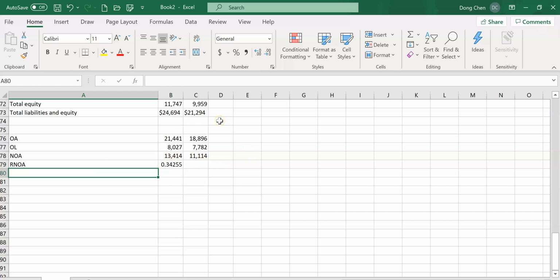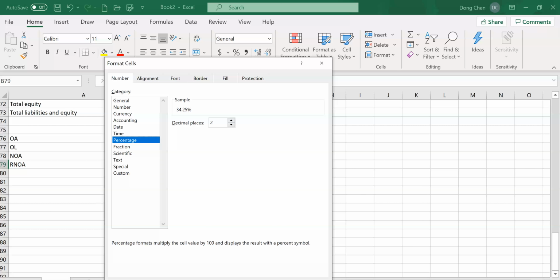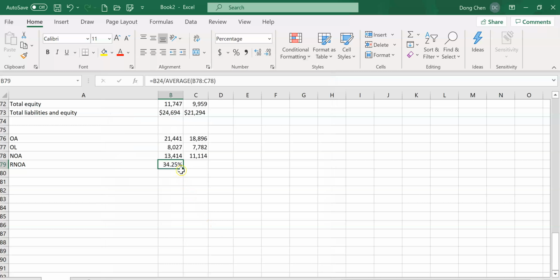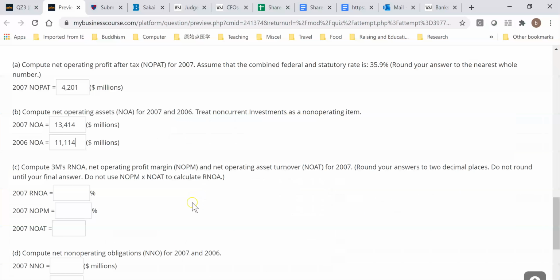So I just use the average function in Excel: equals average and open parentheses, and you can just take the average of all the cells that you choose. So that's how you use the average function in Excel. And then for the format here, I need to put this in percentage and keep 2 decimal places. I guess I don't have to move that. So this is 34.25%.